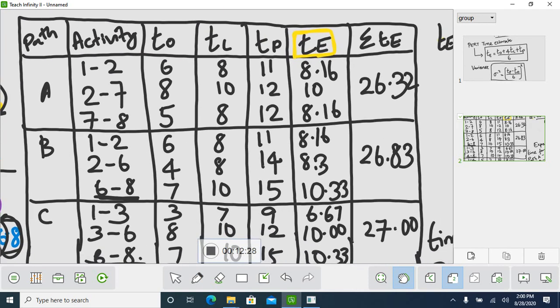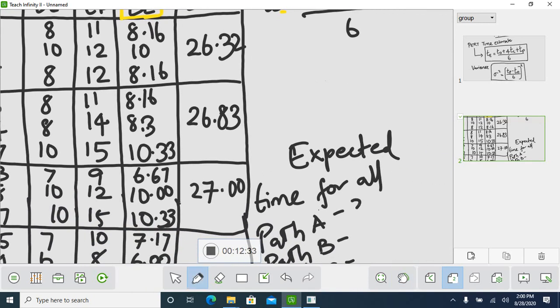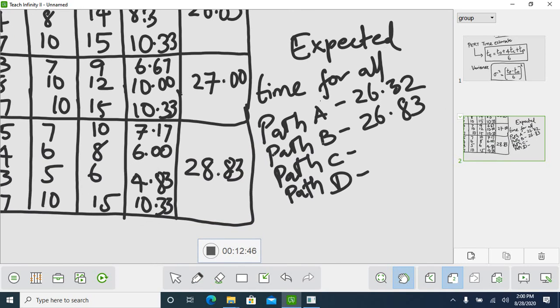For path A, we got 26.32. Path B we got 26.83. Path C we got 27.00. And path D we got 28.83. So from the question, first we have to find the expected time for all the paths.